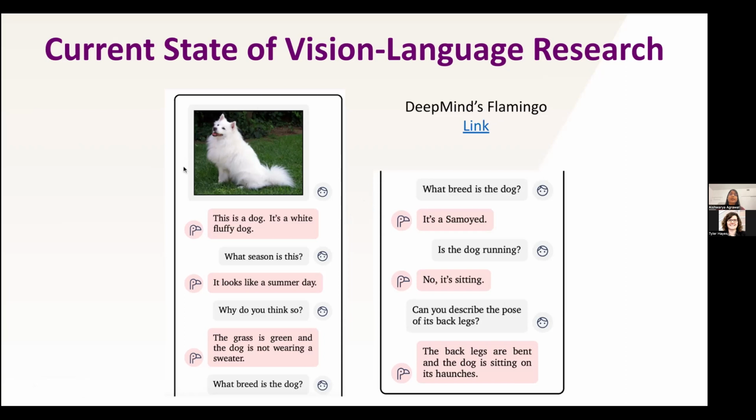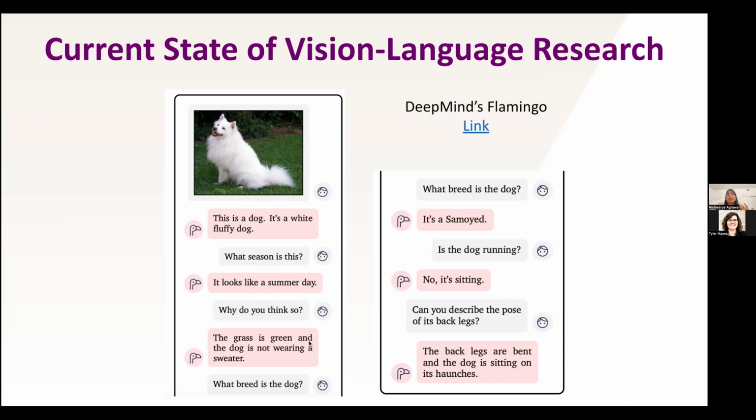So here the model is prompted with an image, the image of the dog, and it starts off by generating a caption. So the text in pink is the text generated by the model, and the text in gray is queries asked by humans. So the model starts off by explaining this image. This is a dog, it's a white fluffy dog. And then we can ask, what season is this? The model says it looks like a summer day. Why do you think so? Because the grass is green and the dog is not wearing a sweater.